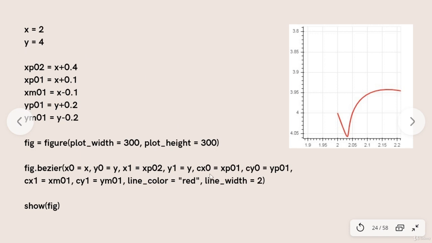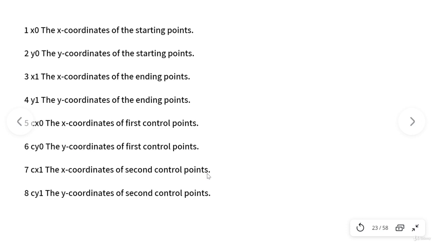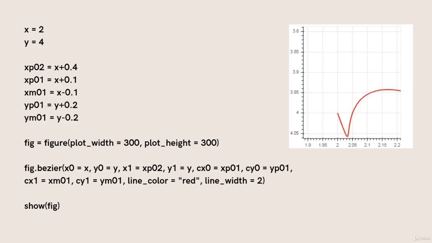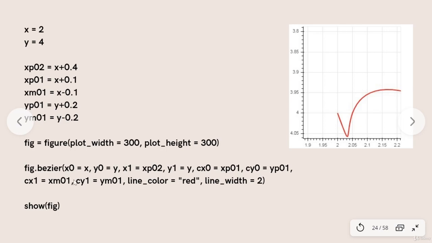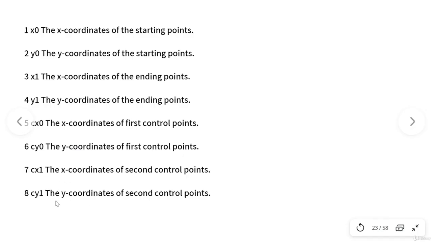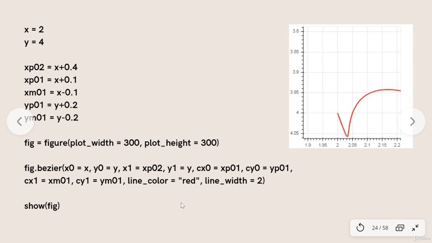Okay. Then CX0, CY0, control points: the X coordinate of the first control point, and similarly CY0 is the Y coordinate of the first control point. That's CY0. Okay. And similarly, CX1 and CY1, which are the x and y coordinate of the second control point. All these things need to be mentioned if you want to draw a Bezier curve. All the parameters have to be there, otherwise Bezier would not be viable here.